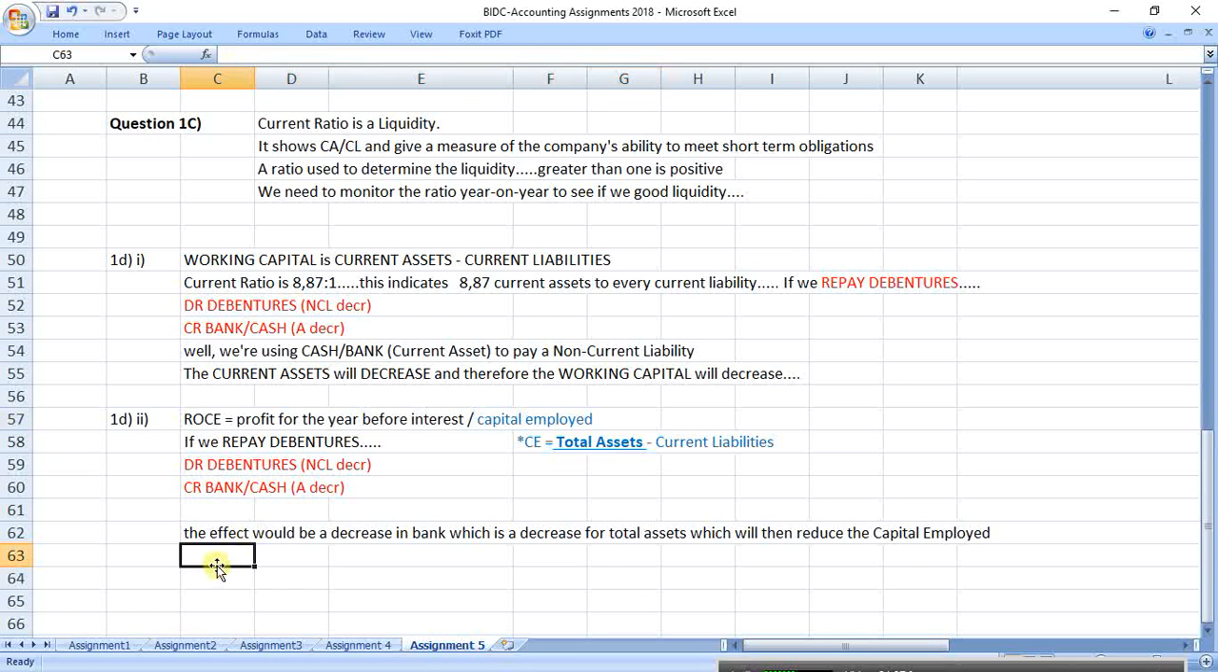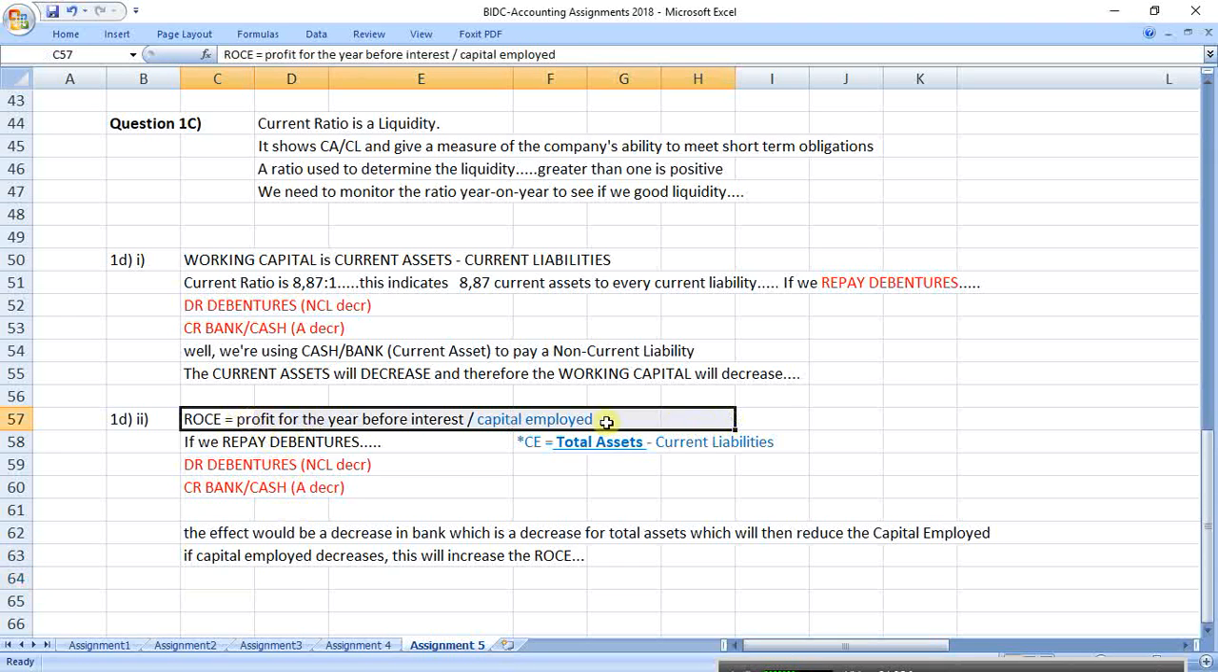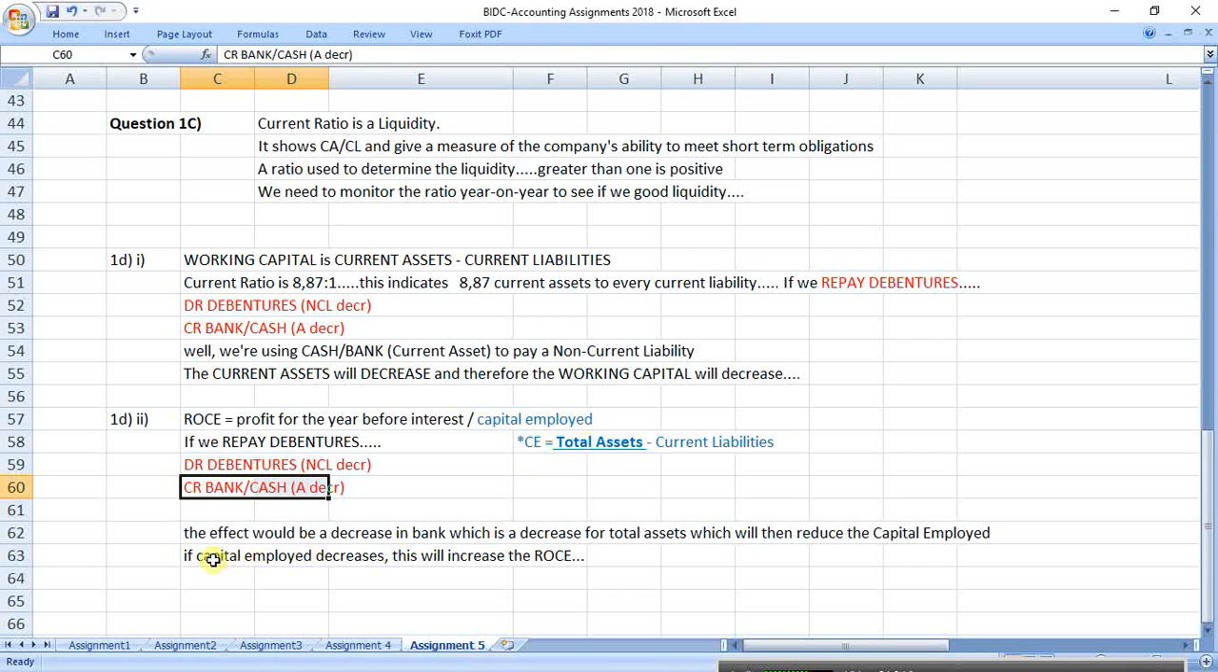Okay, that's the last bit. Okay, so if capital employed increases, reduces actually, other way around. If the capital employed reduces or decreases, let's use the word decreases, this will increase the ROCE. Okay, because that's the denominator. So if you make this smaller, because bank is affecting the assets, this answer is going to get bigger. And that's the effect. Okay.